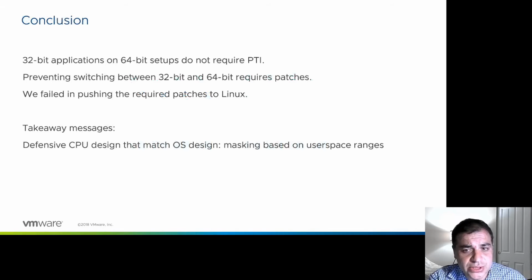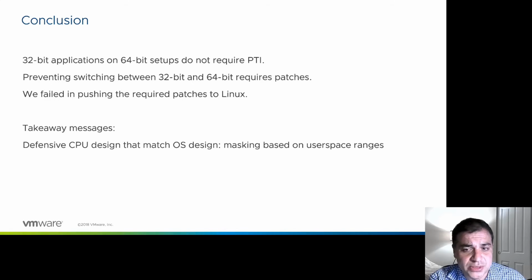To conclude, we show that 32-bit applications on 64-bit setups do not require PTI. With small changes to the operating systems, we can disable and enable PTI transparently for 32-bit and 64-bit code and protect against Meltdown. Consequently, 32-bit applications can run faster than their 64-bit equivalent with PTI.